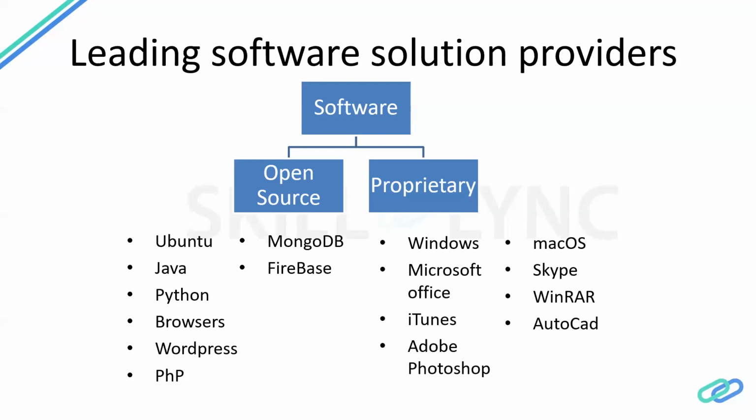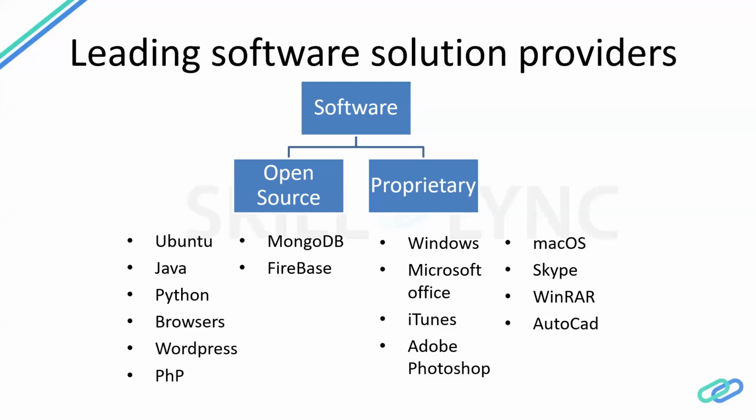Open source means free to use and free to contribute also. The source code is available for that particular software. For example, Windows. Nobody has the source code of it except Microsoft. Why? Because Windows is not open source, but Ubuntu, a Linux operating system, is open source. Java programming language, Python, Node.js, all these browsers which we are using, they are open source.